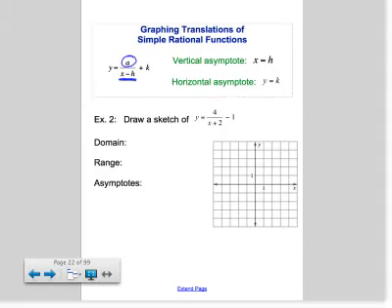So in other words, before I do anything here, if it says draw a sketch, I know right away what my asymptotes are. Remember, your vertical asymptote is just x equals whatever this value is. And again, it's the opposite.